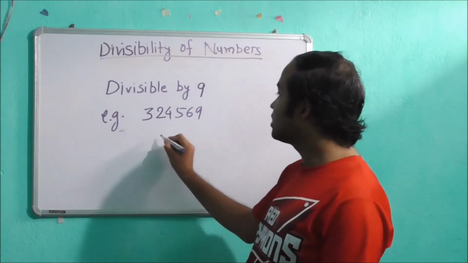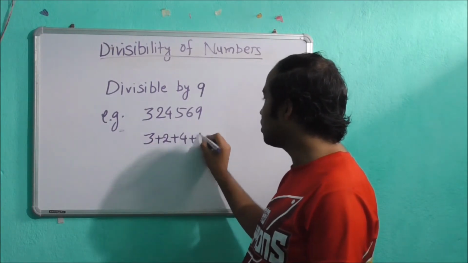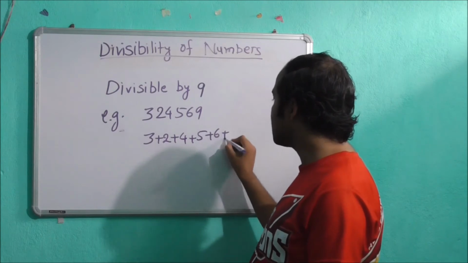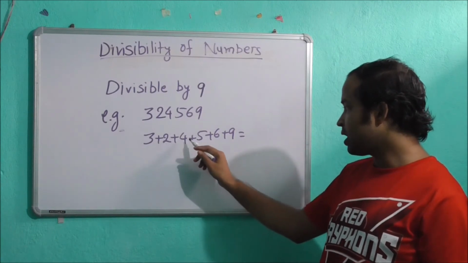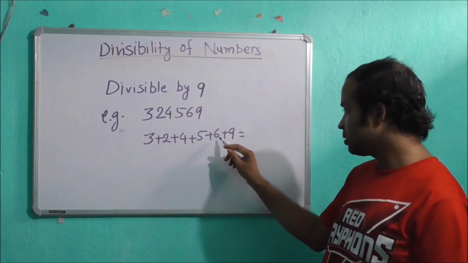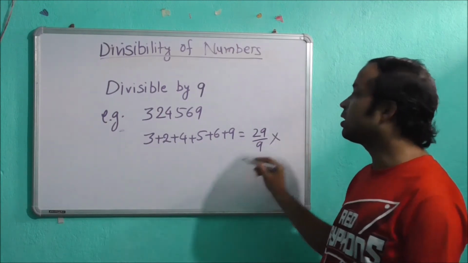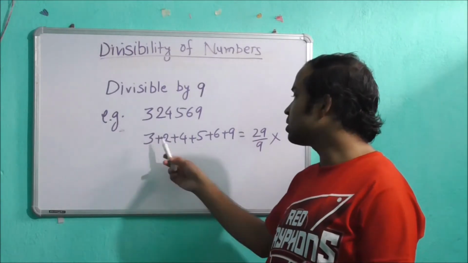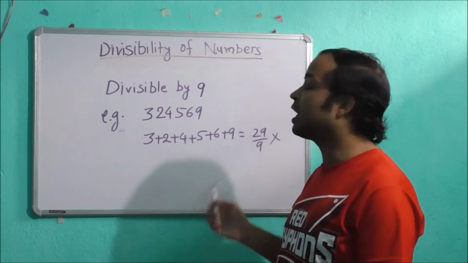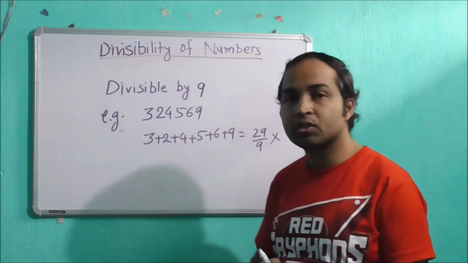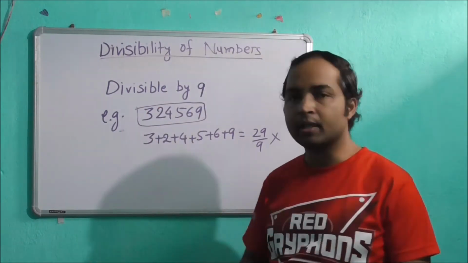So what we need to do is check the sum: 3 plus 2 plus 4 plus 5 plus 6 plus 9. Now this is 3, 2 is 5, 4 is 9, 5 is 14, 6 is 20, 9 is 29. 29 divided by 9, so this is not divisible by 9. So we need to check whether the sum of all the digits is divisible by 9 or not. If the sum of all the digits is divisible by 9, then this whole number will be divisible by 9.